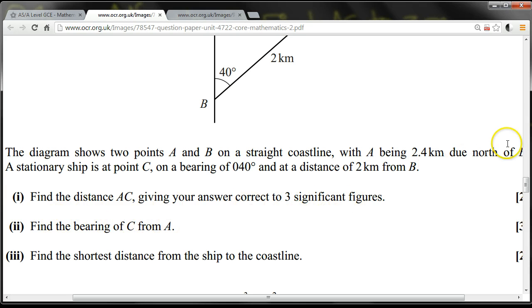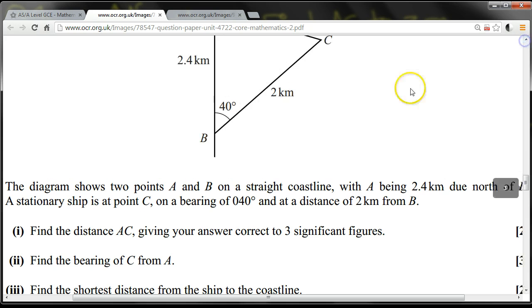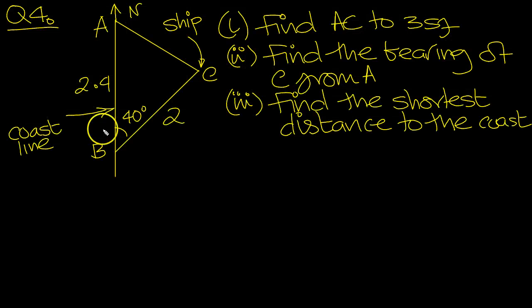Find the bearing of C from A. And find the shortest distance from the ship to the coastline. So I've got the question here then. So first of all, find AC, this distance here. We can use the cosine rule, can't we?